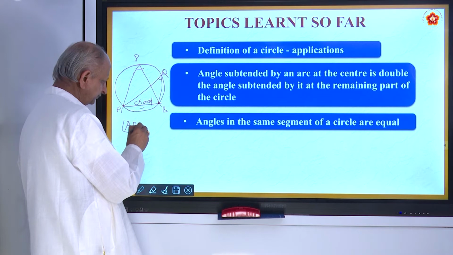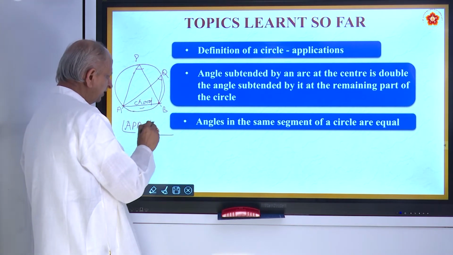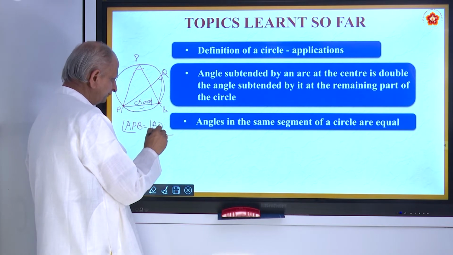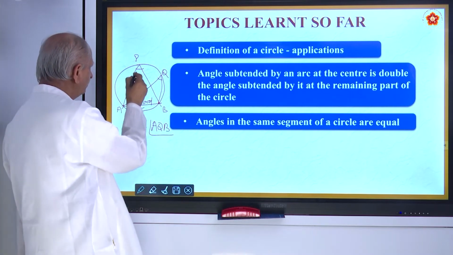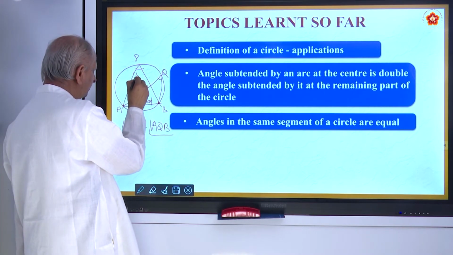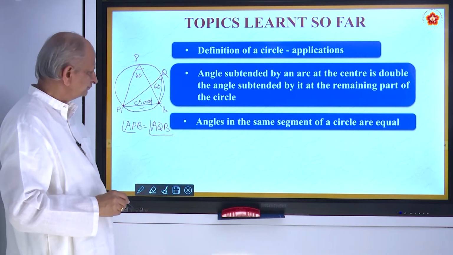Here you can write it as APB. What is P? P is a point on the circumference. What is Q? It is also a point on the circumference. So what is AB? It is the chord. So these are the two angles. Suppose this is 60 degrees, this also will be 60. That is the meaning. Follow?